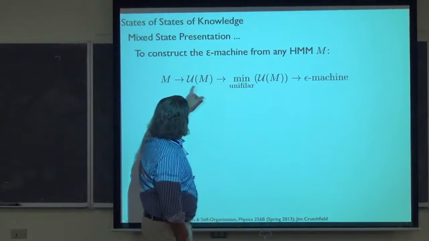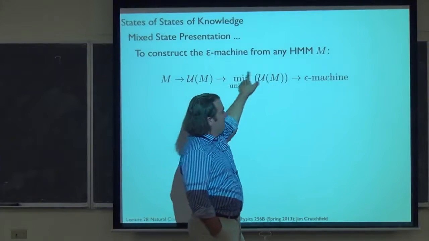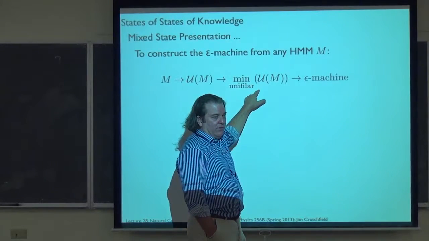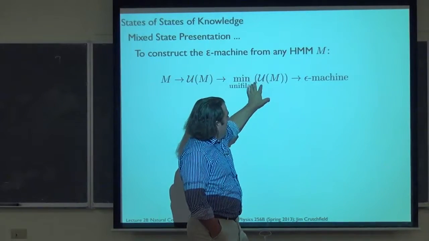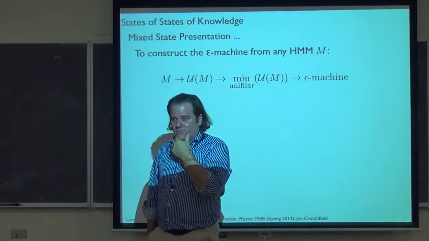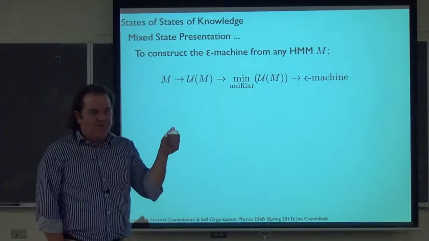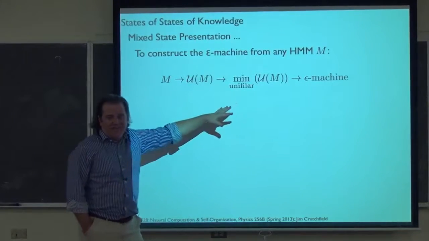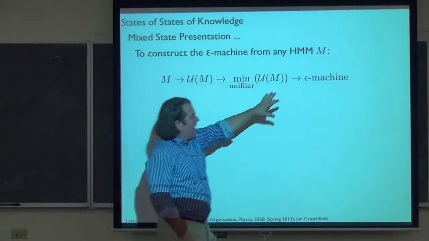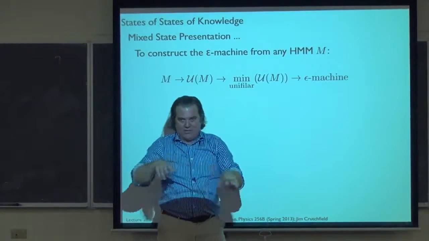What we do is we start with M, calculate its mixed state presentation, the dynamic, and then we simply minimize this. And there are well-known state merging algorithms that will do this, and then the result will be the epsilon machine. It might be nice to do this all in one go, to find some modified mixed state operator that just did that, rather than tack on an extra algorithm that goes through and compares the sequences that come from states. Yeah?